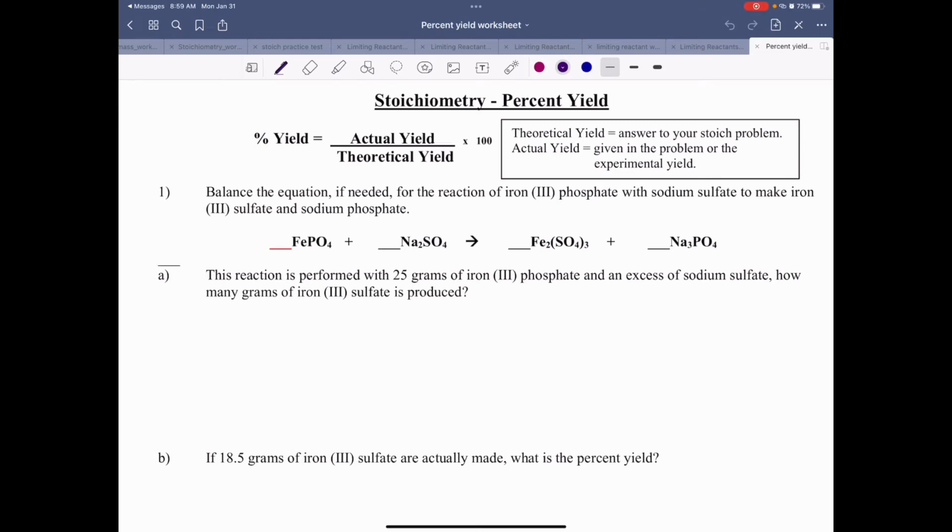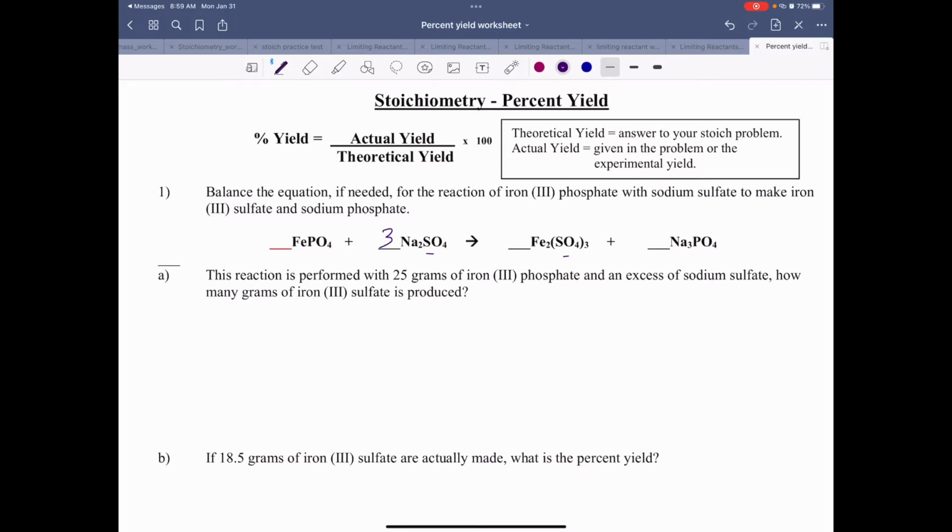Okay, so here we're going to be working through the percent yield worksheet, question number 1. We have to start by balancing this equation. So maybe I'll do this in purple. I'm going to start by just taking a look at the sulfates. We got 3 over there, 3 over there. Might be the easiest thing just to try to put a 3 right here and see how that works.